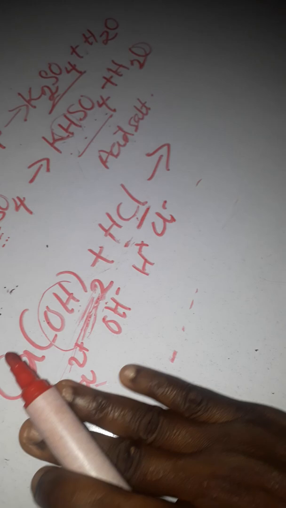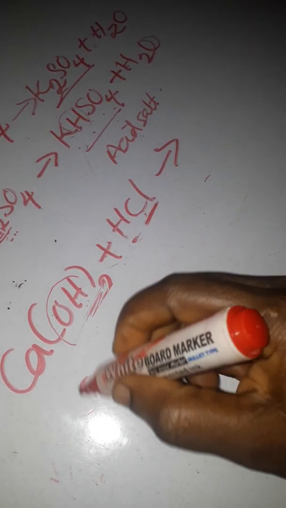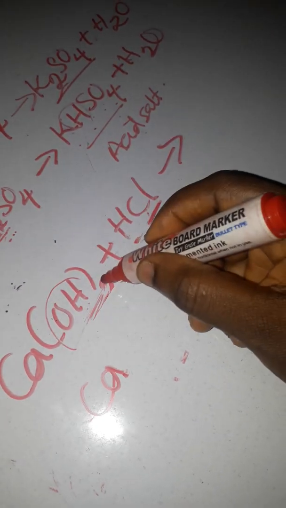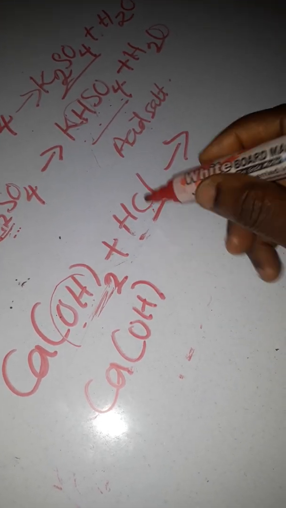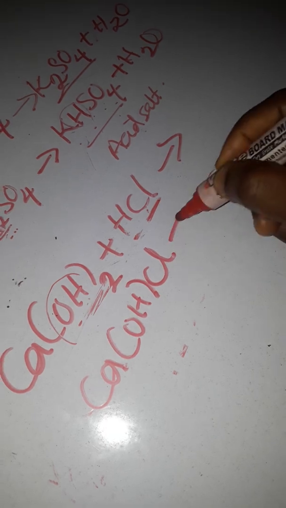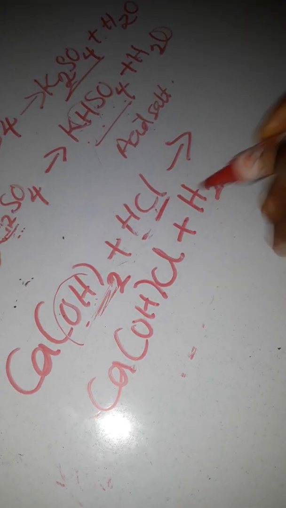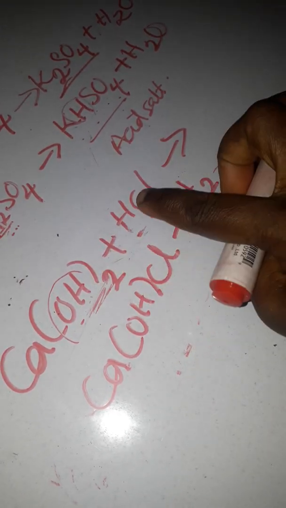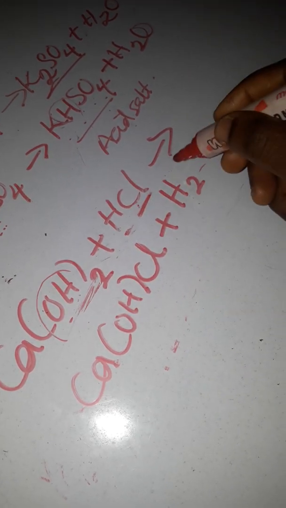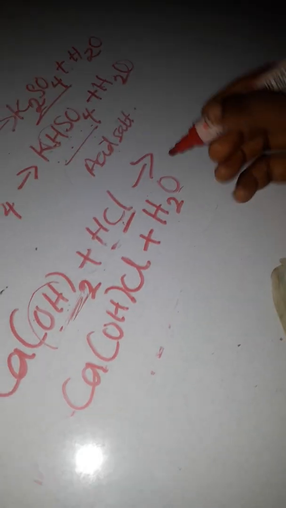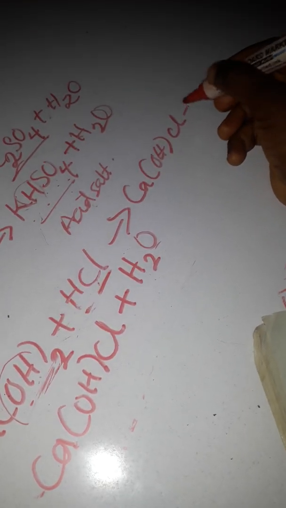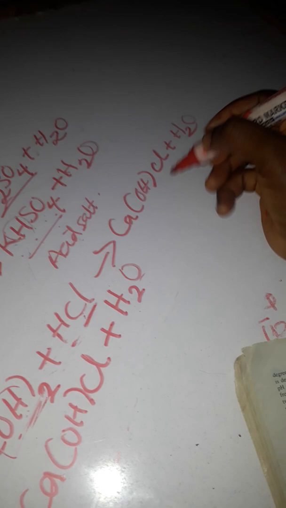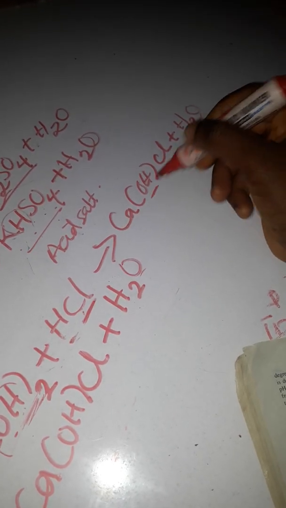So we have Ca. Instead of these 2 hydroxyl, you have OH, then Cl plus H, then one of the hydroxyl that leaves here combines with this H to form H2O. So in this case, this is a basic salt because of the presence of this hydroxyl. This is a basic salt and you won't have your H2O here.